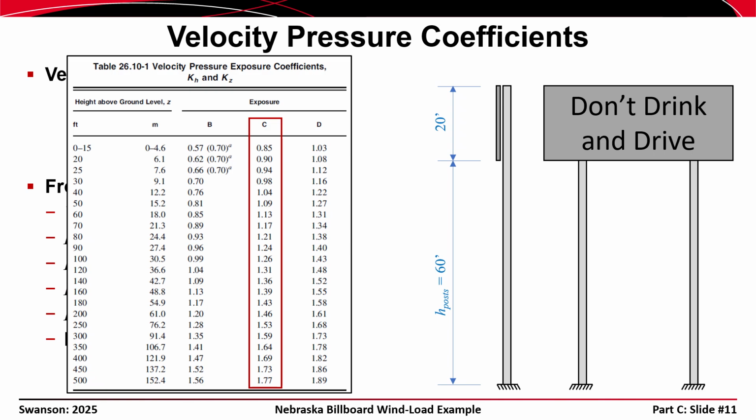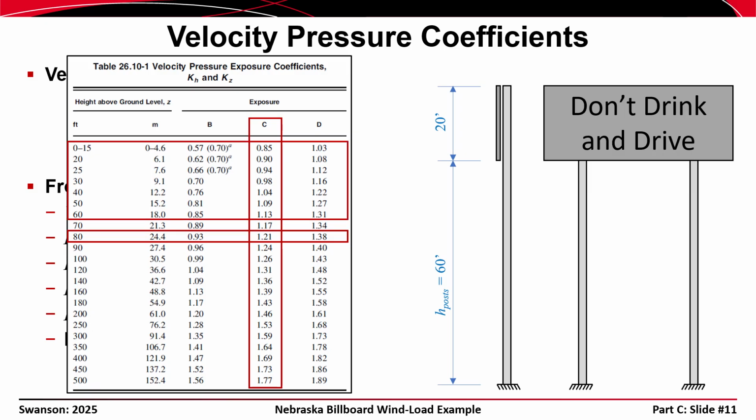Looking at table 26.10-1 and focusing on the column of values for exposure condition C, we can see that the value of k sub z at elevation z equals 80 feet is equal to 1.21. Since this elevation corresponds to the top of the sign, this is also k sub h, the value that was used in part 1 of the example.